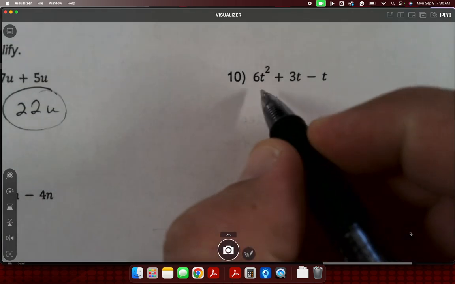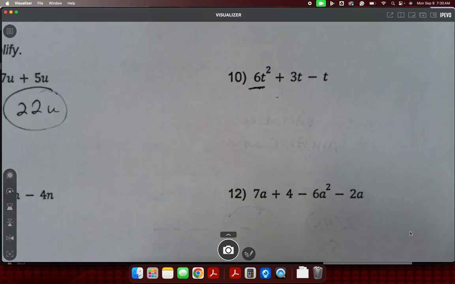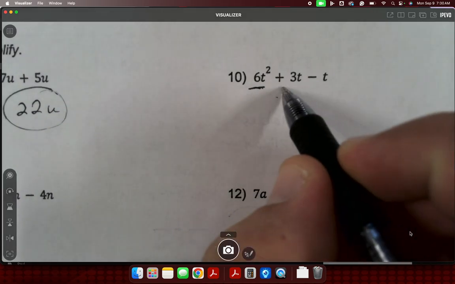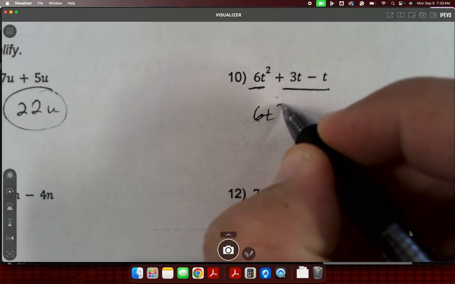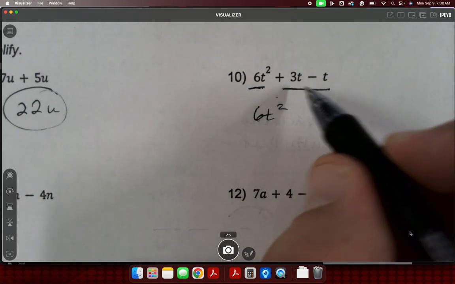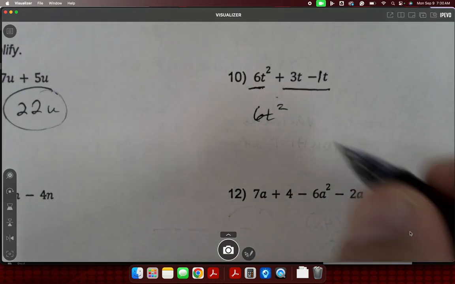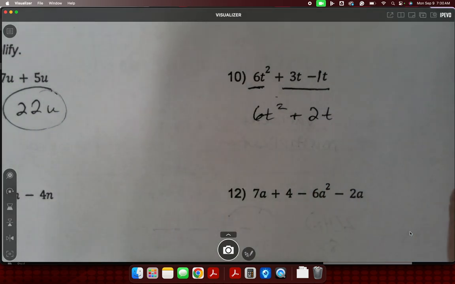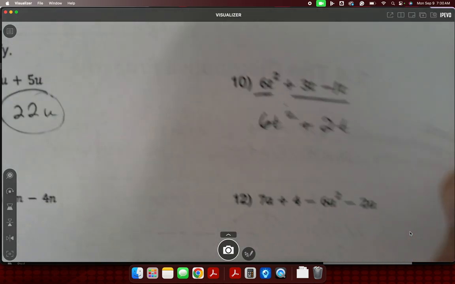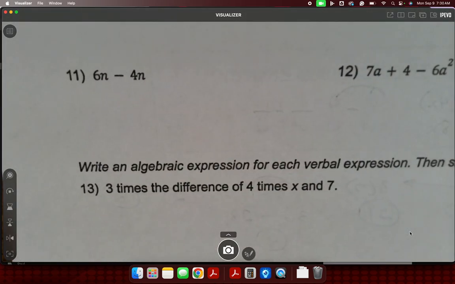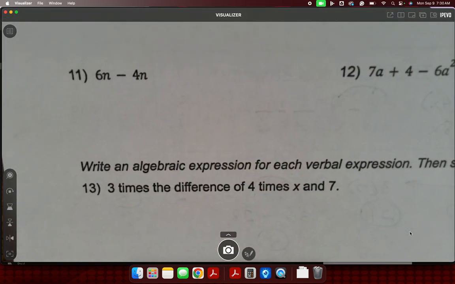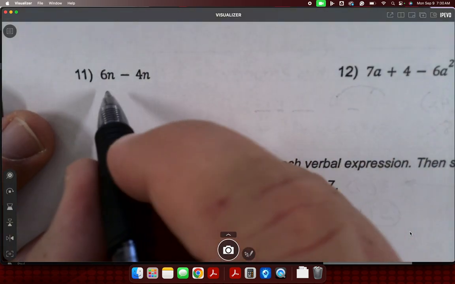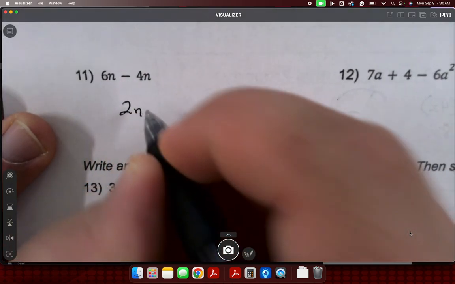So as you look at number 10, this has no like term. There's no other t squared. There are other t's, but no other t squared. But these two are like terms. So I just have to rewrite 6t squared. But this is 3t minus an understood 1t, so that will give us 2t. 6n minus 4n, those are like terms. They both have n, so the answer is 2n.